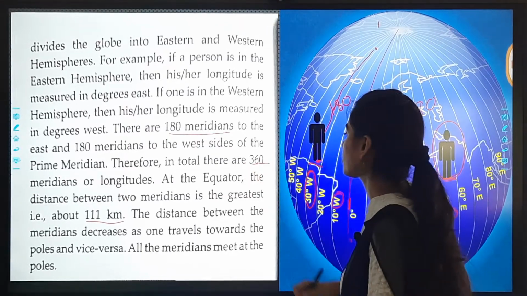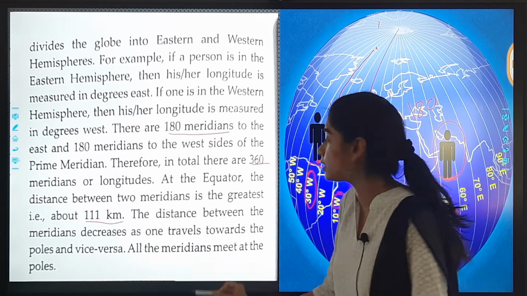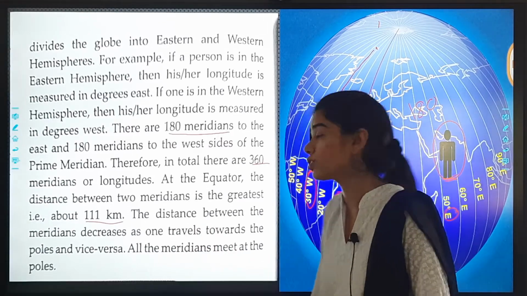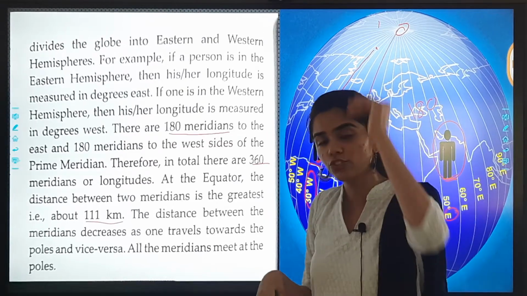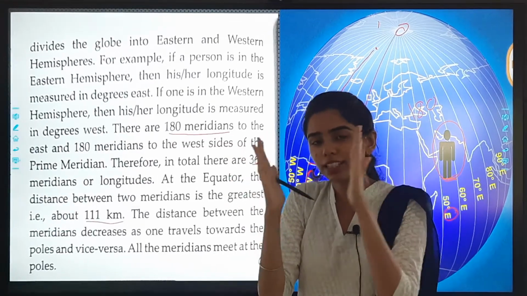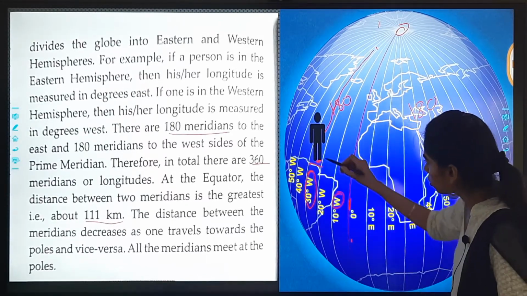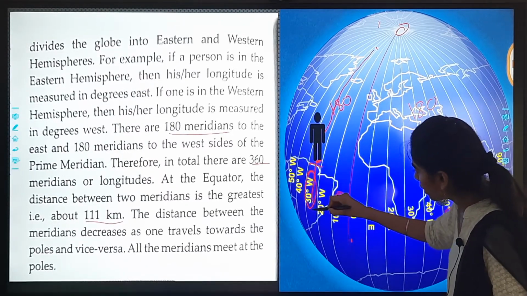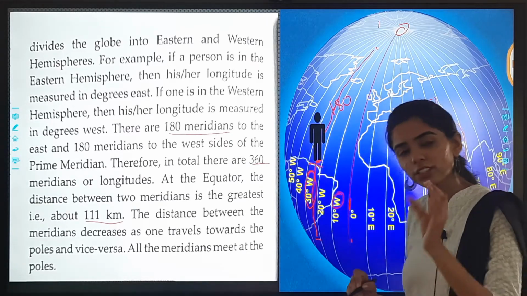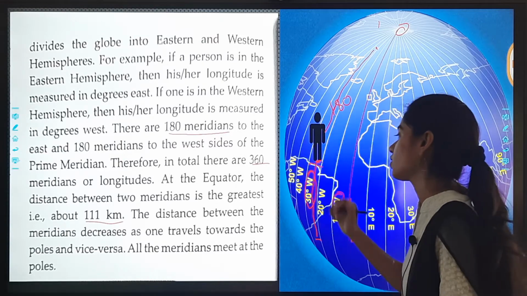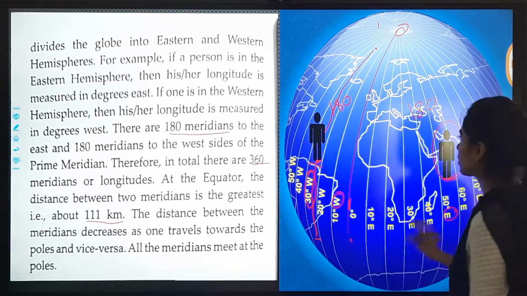So this is what they have said. At the equator, the distance between the meridians decreases as one travels towards the poles. When we go towards the poles, so what happens? The distance decreases. Same way, if I talk about the South Pole also, see if I start going over here, just look at the distance, it is so less, right? So this is what they have said. All the meridians meet at the poles.